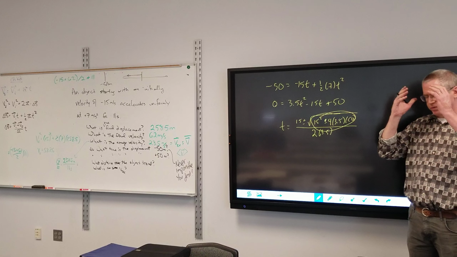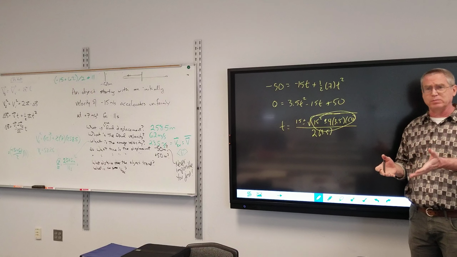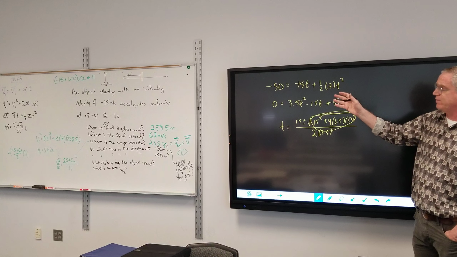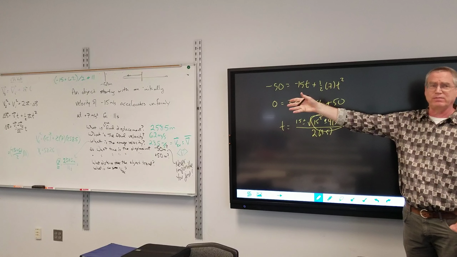And just sort of try to run through as best you can. Run through, does it make sense that it could be impossible? Well, if I'm moving to the left and I want to figure out what time I get to negative 50 meters, is it possible I didn't get that far?